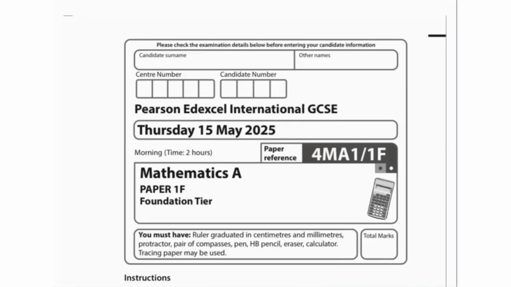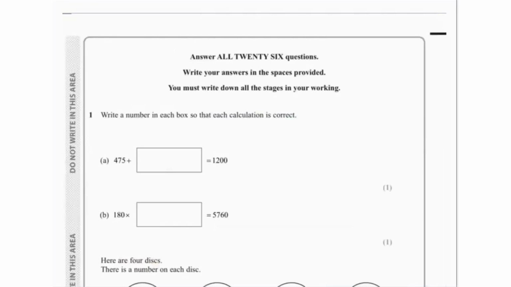Today we're going to do paper 1 for foundation for May 2025. This video aims to provide a detailed solution for all of the questions that came in foundation paper 1. I'll be uploading a video for foundation paper 2 and same for higher, H and HR. So let's start with this one and see whether this one was easy or difficult overall.